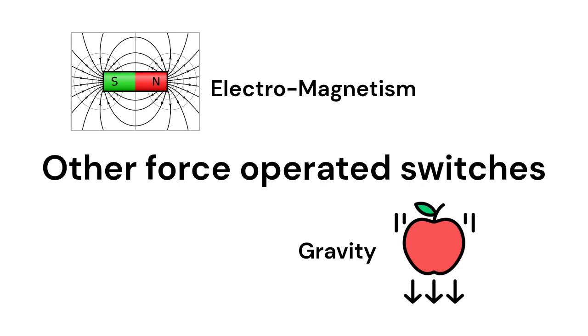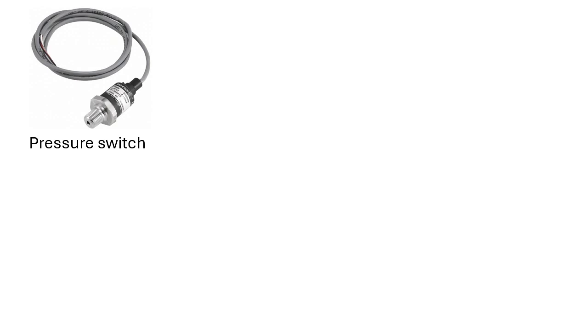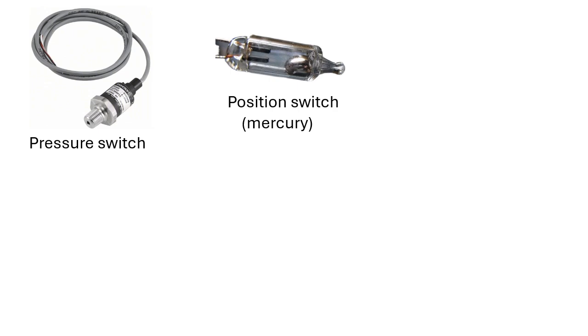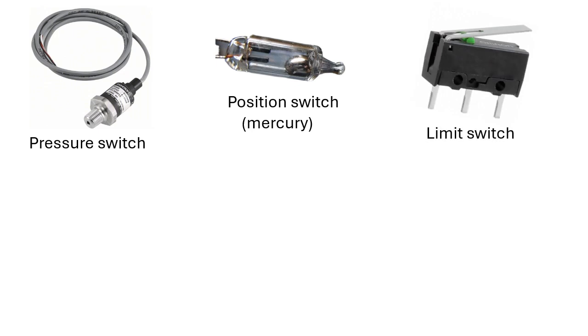Another class is switches that operate by a force, typically not by muscle movement. The pressure switch toggles based on air or gas pressure force, PSI. Mercury moves inside a glass container and connects two terminals based on position. The force in this case is gravity. A limit switch is operated by some external force, such as a door opening.